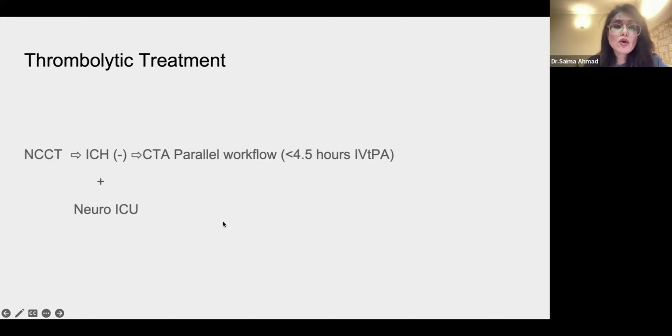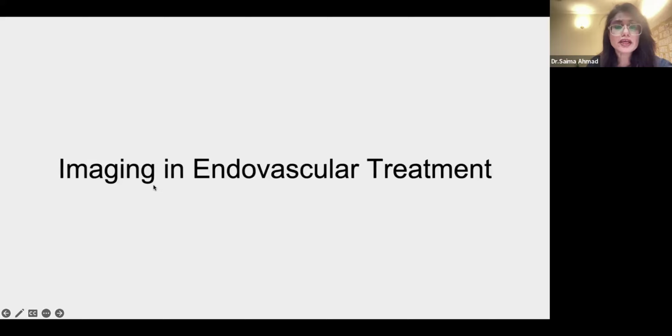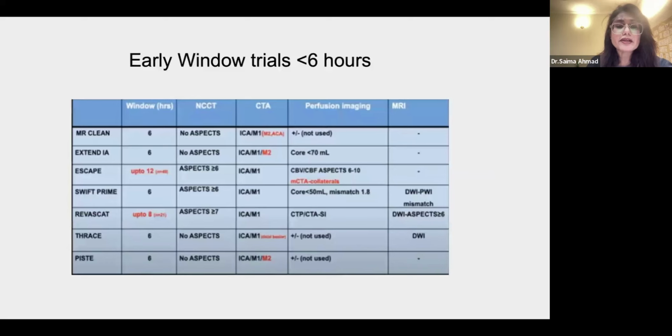So this is the workflow. It's the simplest form. Like if the patient comes with acute ischemic stroke, we do the non-contrast CT to rule out the intracranial hemorrhage. If there is hemorrhage, then we send the patient to the neuro ICU. If there is no hemorrhage, then we should start the parallel workflow, and if the patient is within the 4.5 hours window, we should give IV tPA and then send the patient for the CTA to look for the large vessel occlusion.